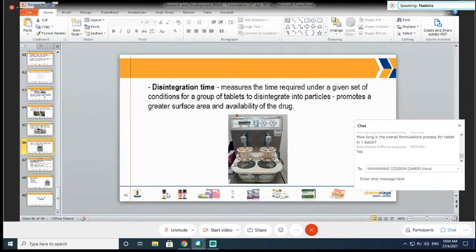if direct compress memang senang lah. 1 hari macam tu boleh, ataupun half day macam tu kita boleh buat. Kalau wet granulation, we need to wet granulation and drying, dan drying selalunya ambil masa. So usually 1 day lah saya boleh cakap. Yeah. The overall formulation. So usually from dispensing up to the compression.